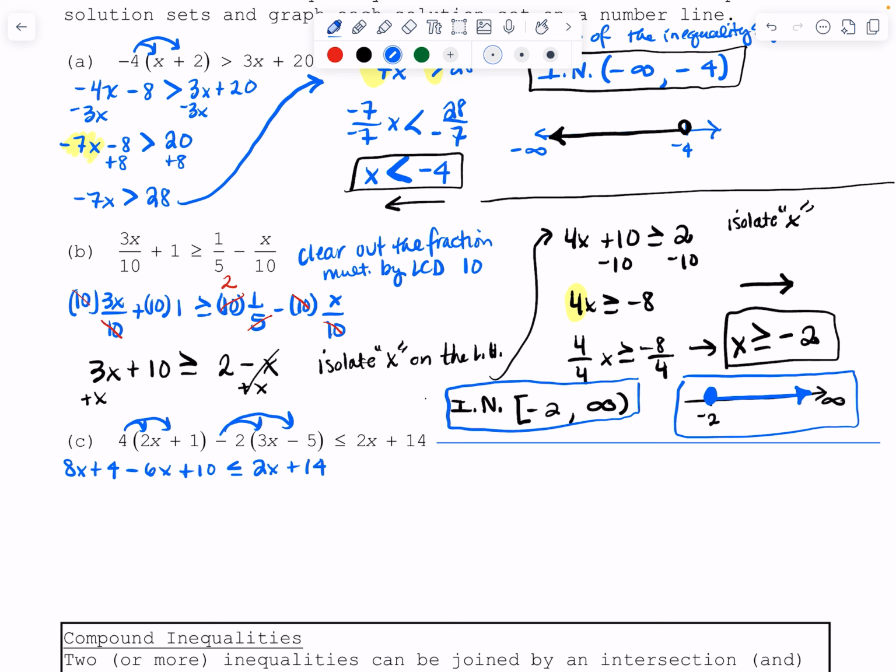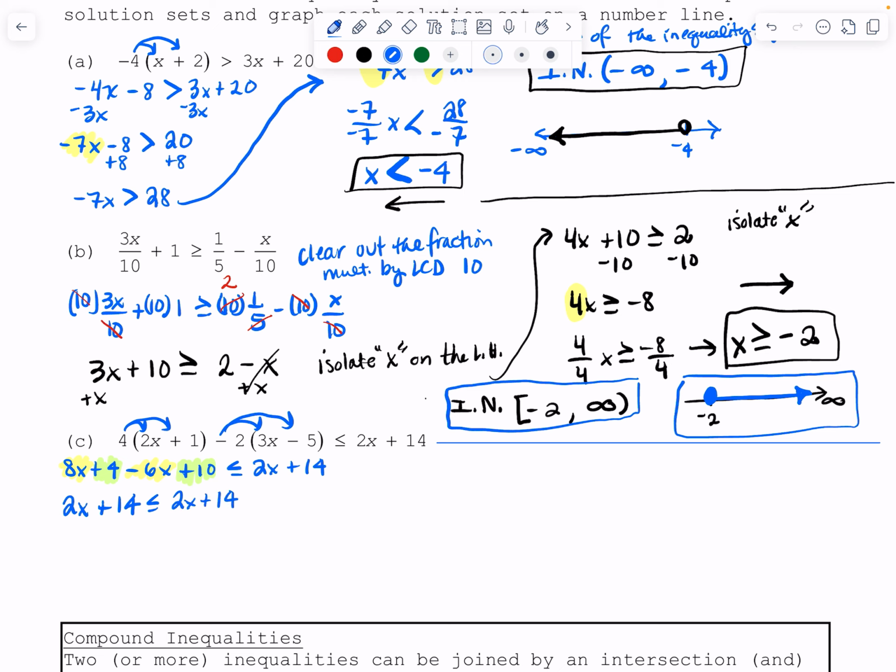So 8x minus 6x is going to give me 2x. So 8 minus 6 is 2. The other like terms that I see are positive 4 and 10. So 4 and 10 is 14. When I combine like terms, I get 2x plus 14 on the left-hand side, and that's less than or equal to 2x plus 14.